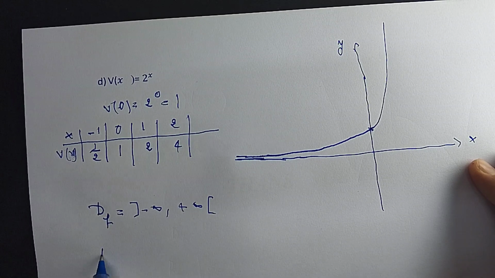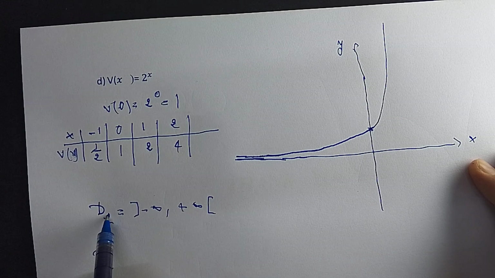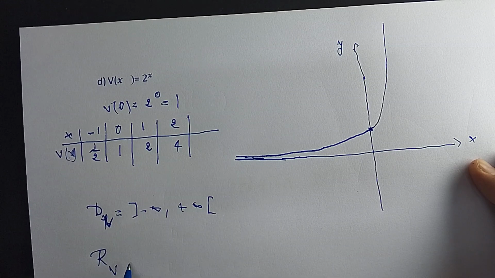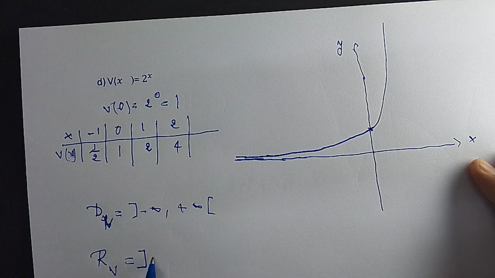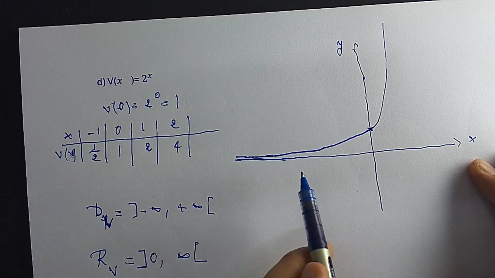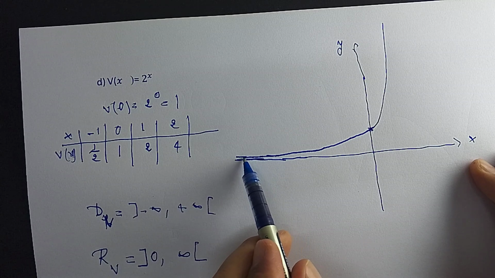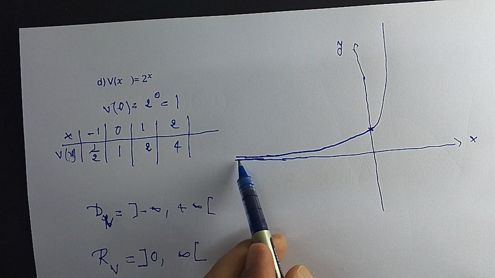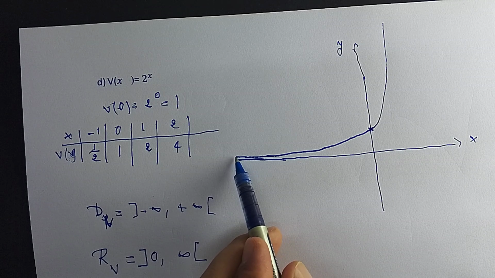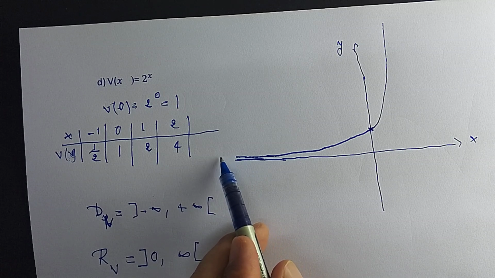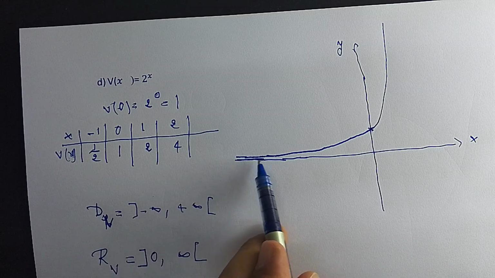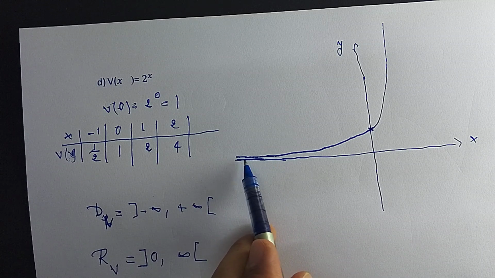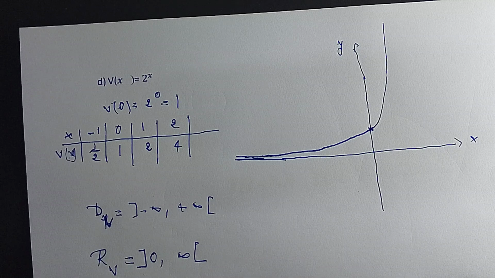About the range of v, I remove the 0: the range is 0 to infinity, excluding 0. Why? Because the graph doesn't intercept the x-axis at this point. When x goes to minus infinity, it doesn't intercept any point of the x-axis. So this is the last example of our explanation.